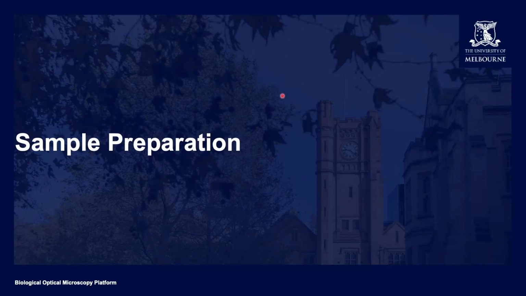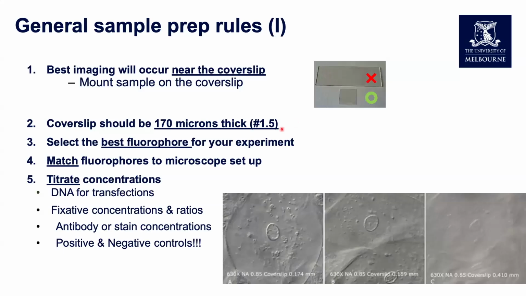Okay, so in terms of sample preparation, we've got a couple of pages on general rules. First thing that I wanted to highlight was that the best imaging will occur near the cover slip. Therefore, your sample should ideally be mounted on the cover slip and not on the slide. Because you're imaging through the cover slip, the best imaging is going to be at that cover slip interface. The further you go away from that, the more aberrations you're going to get as you go 3D into a sample.